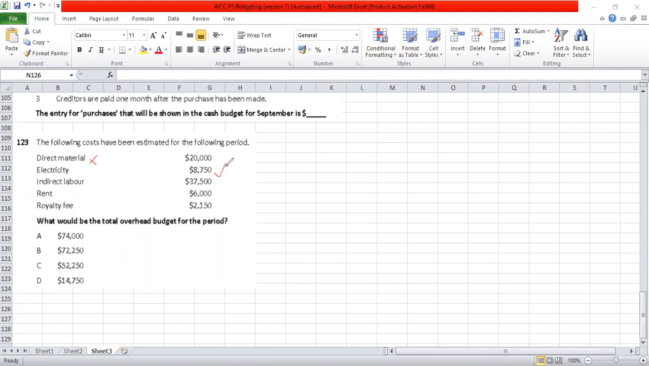Indirect labor is also an overhead cost. Rent by nature is a fixed cost. Then rent is $6,000. The last one is royalty fee. What is royalty fee? Fees for using a specific design or something like that.